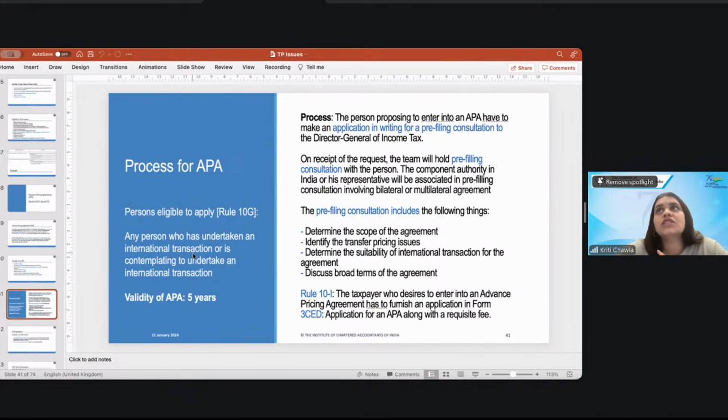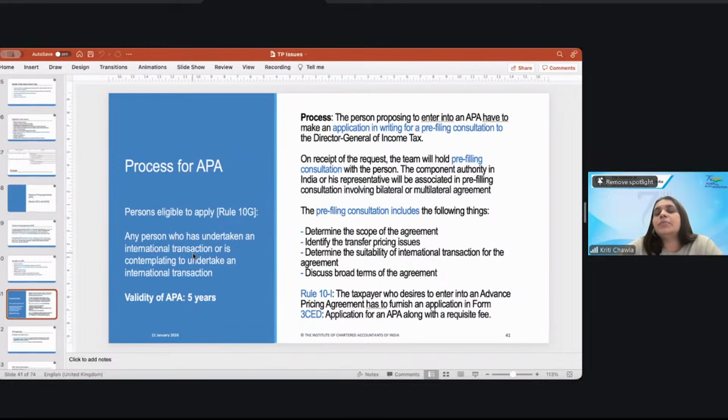So the process for APA is provided in Rule 10G. It talks about the persons who are eligible to apply: any person who undertakes an international transaction or someone who's contemplating to undertake an international transaction. This is where I said, when you mentioned advance ruling, yes, even in advance ruling, ahead of the transaction, you can determine what will be the tax aspect to it. So even here, if you've undertaken an international transaction or are going to undertake one, you can enter into an APA.